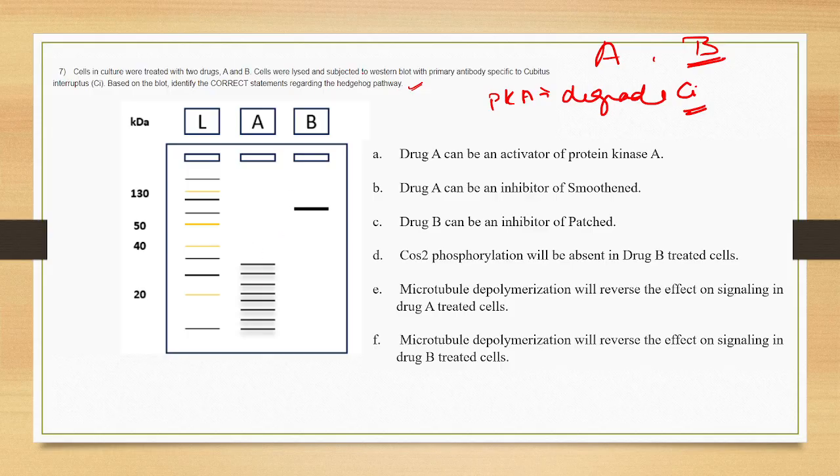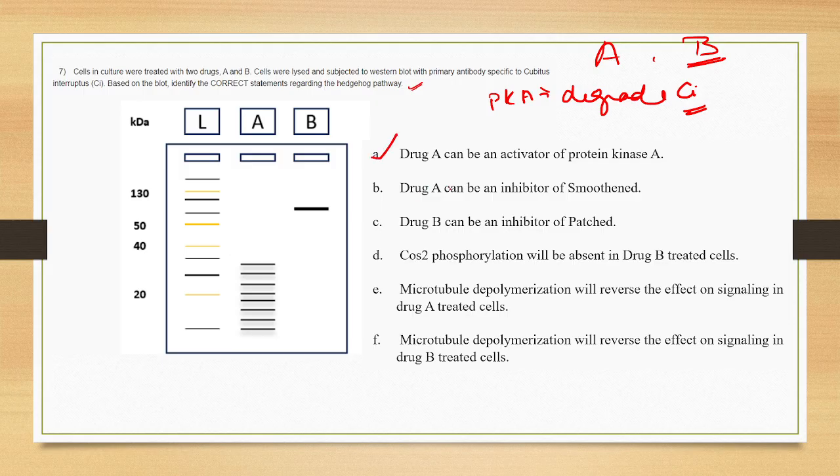You see here, subjected to Western blot with primary antibody which are specific to CI. So these antibodies have bound to CI. In lane A, we can see that the CI has been degraded. In lane B, we can see that CI is intact. So drug A can be an activator of protein kinase A. Yes, because protein kinase A degrades CI and you can see that CI has been degraded. So we can say yes, it can be true.